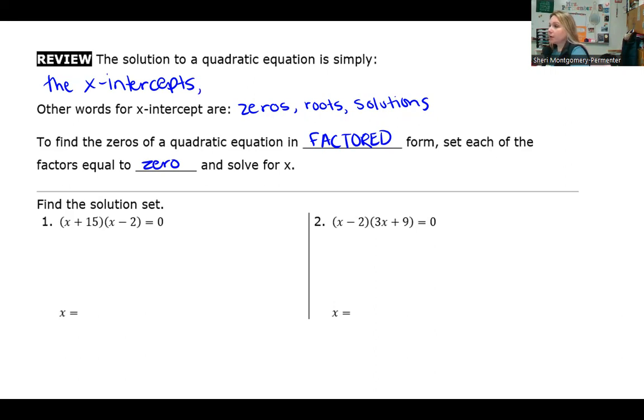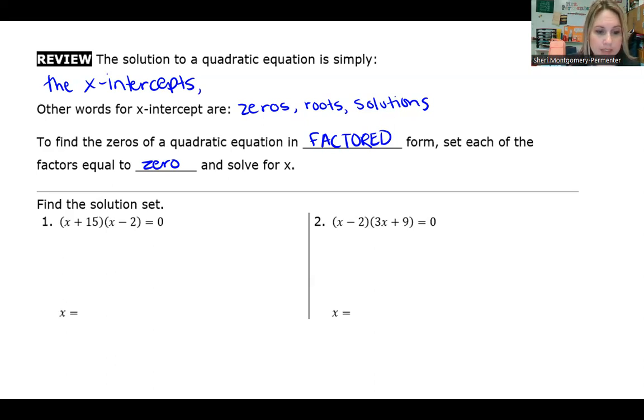So there's a couple different ways that we find the solution. Sometimes we can graph. That's really easy because it's just where the graph crosses the x-axis. But if you don't have a graph, another way is by factoring. If you factor, you set each factor equal to 0, and then we solve. This is called the zero product property.